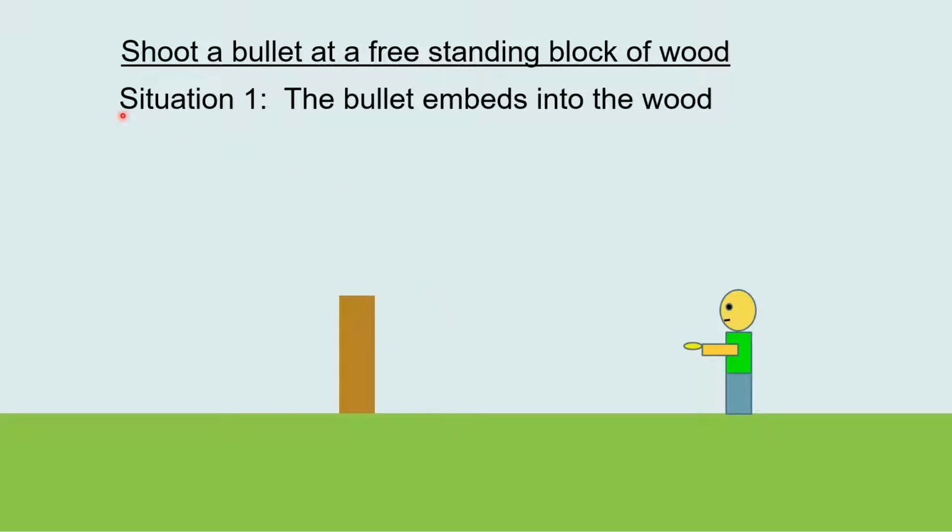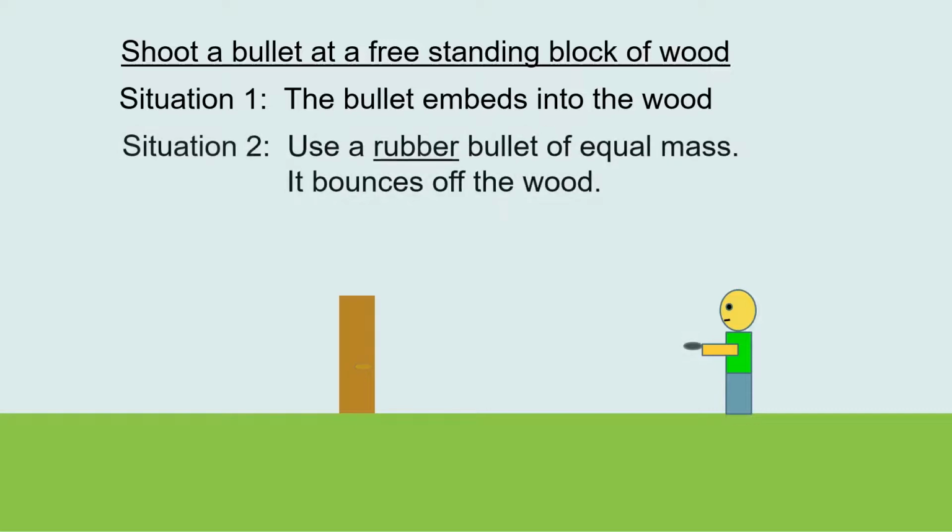I'm going to consider two situations. The first one is that the bullet actually sinks into the wood and gets embedded into it. Okay, so something like this, if you want to imagine it. All right. The second situation is I'm going to replace the bullet with a rubber version that's equal in mass, and we'll assume it was shot at the same velocity. This time, when it hits the wood, it's going to bounce off. Something like this.